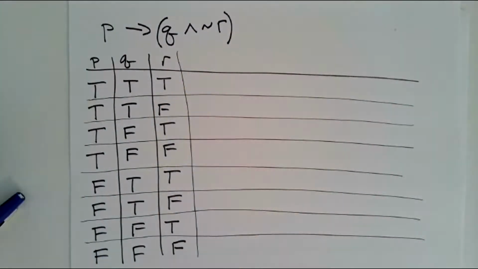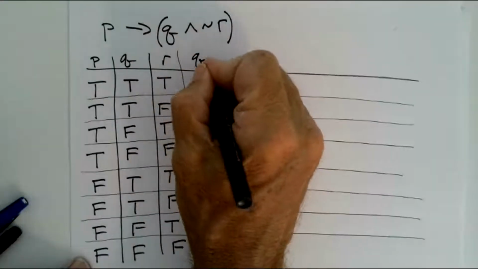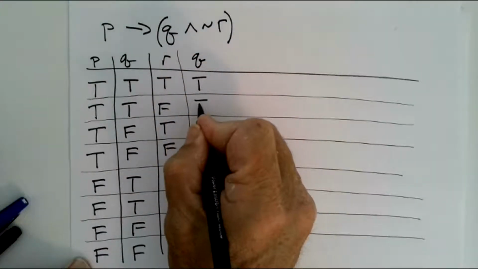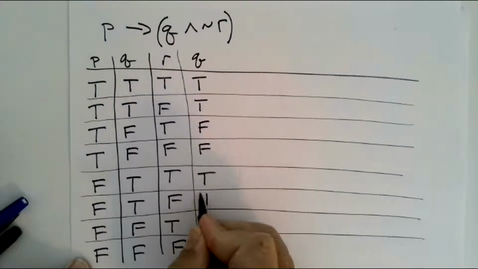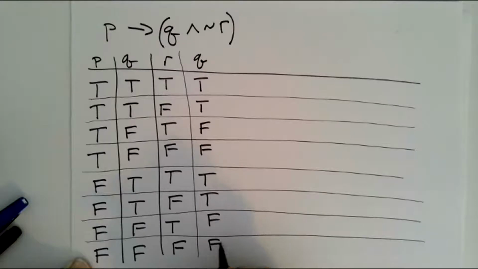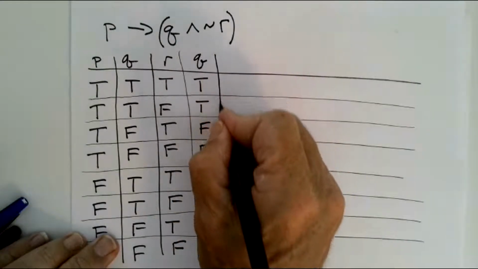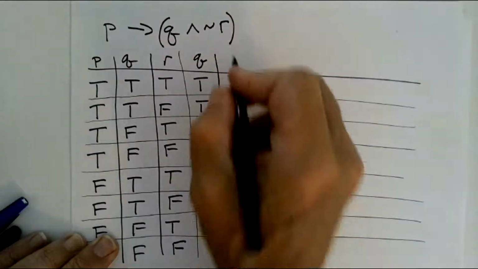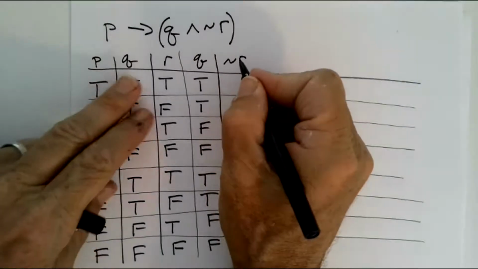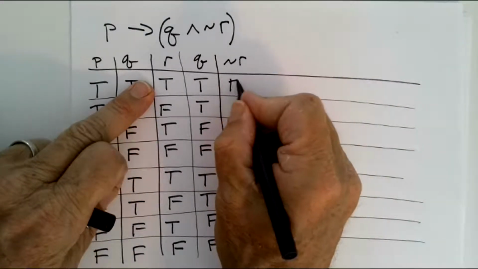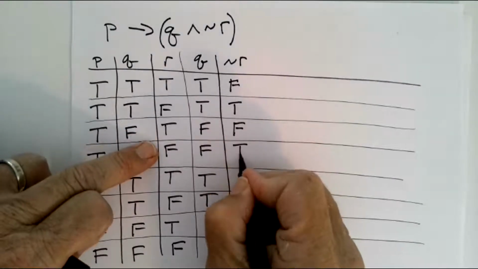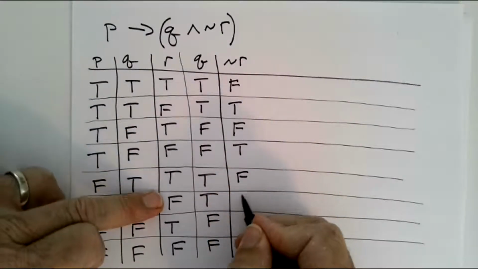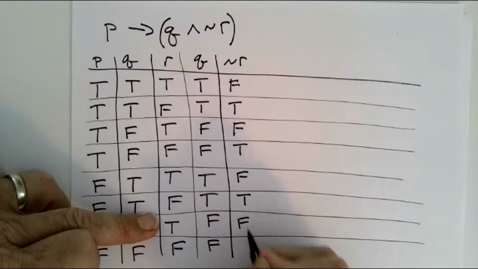So on Q and not R, I'm going to recopy the Q column: T, T, F, F, T, T, F, F. The not R column: R is T, so not R is F. F becomes T, T becomes F, F becomes T, T becomes F, F becomes T, T becomes F, F becomes T.